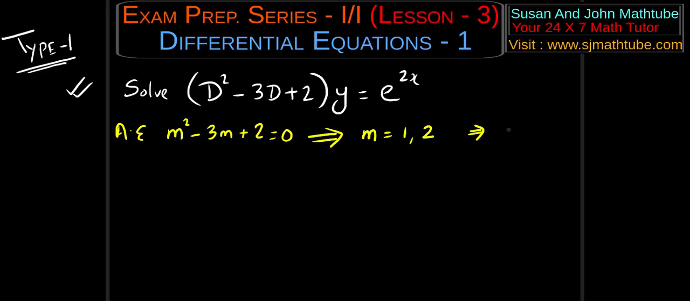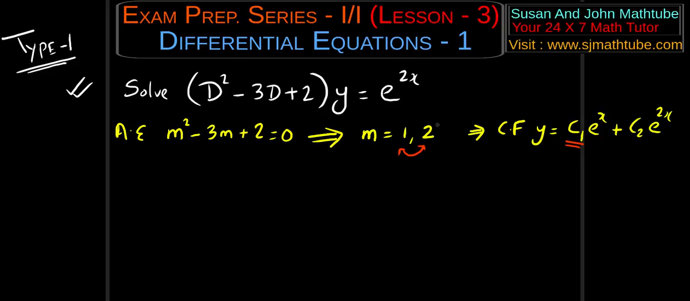which implies the complementary function is y = c1 e^(1x) + c2 e^(2x). And one more important thing, the order in which you write the roots is not important, because as students you might be confused whether it's okay to write 2, 1 or 1, 2. So the order is not important. We'll just get c1 e^(2x) + c2 e^x. That's it. And these are arbitrary constants, so that doesn't make any difference.